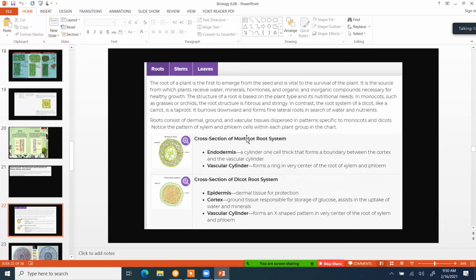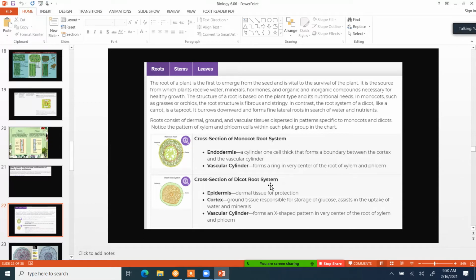Now in a monocot, you're not going to be able to identify one main thing. It's all just going to start spreading out into a whole bunch of roots all over the place. So you're not going to be able to identify one main taproot. Does that make sense? All right. So let's take a look at the difference between monocots and dicots in terms of their roots.